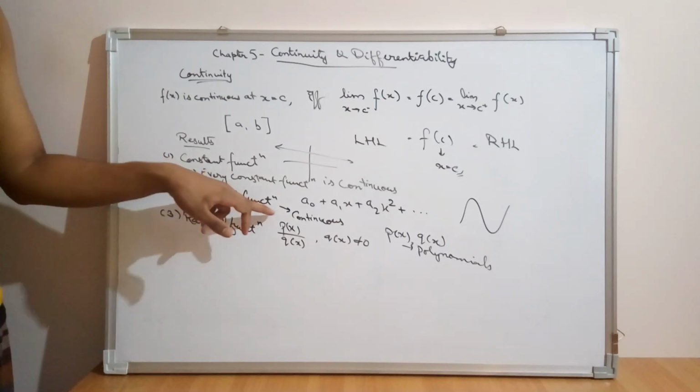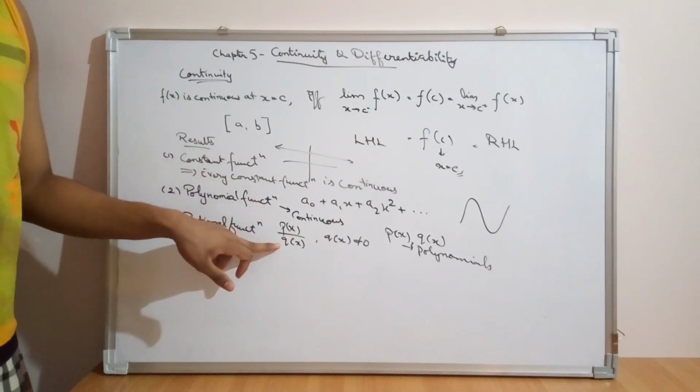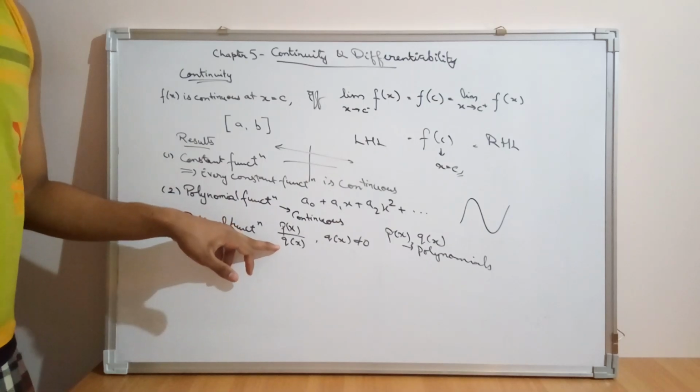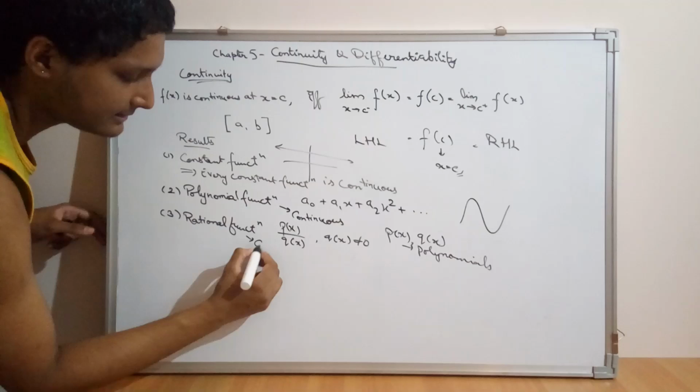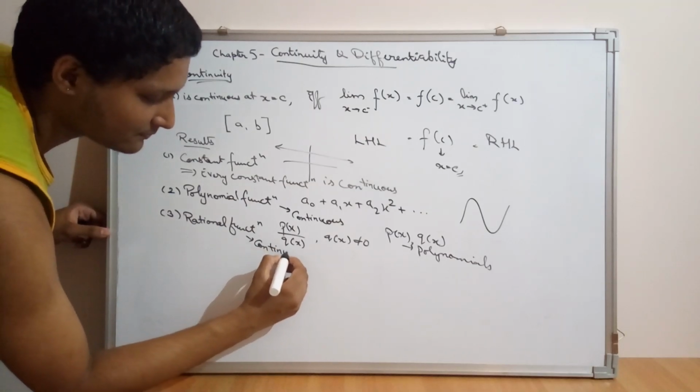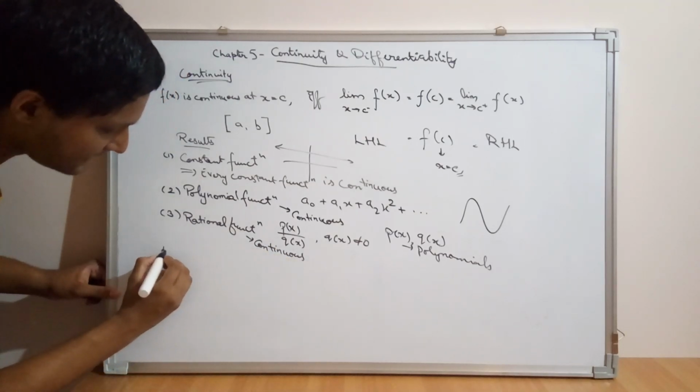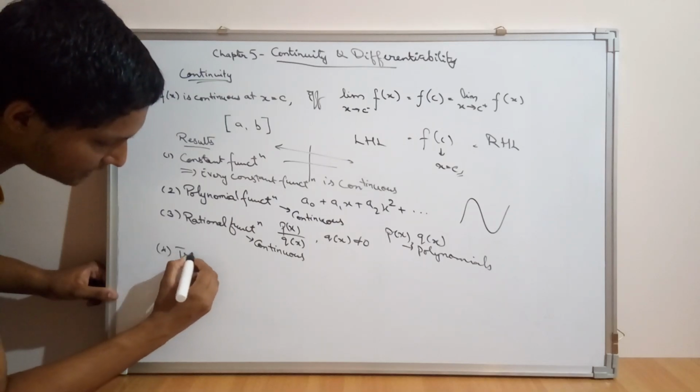Since if we divide a continuous function by another continuous function, we always get a continuous function. That's all we learn from this, that it is continuous here also. Okay, next we are thinking about trigonometric functions.